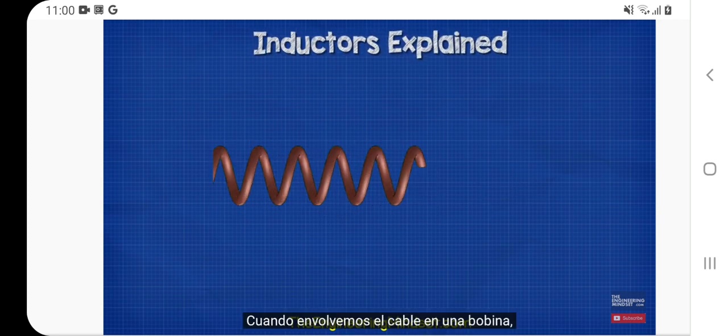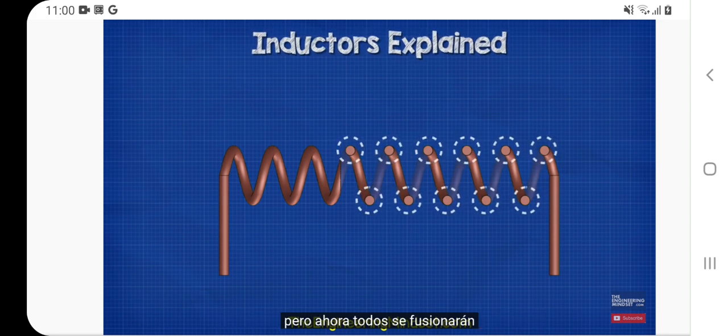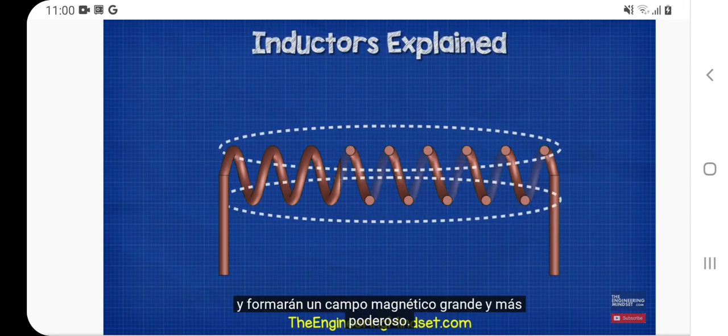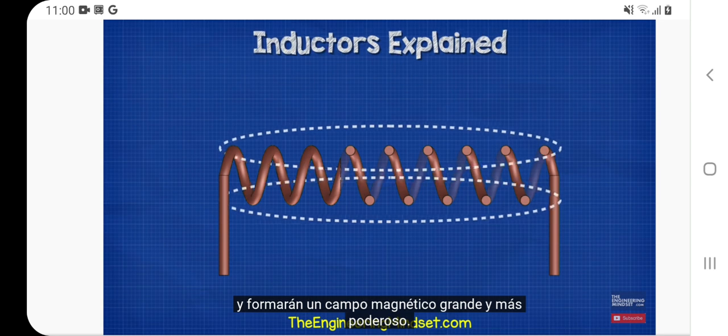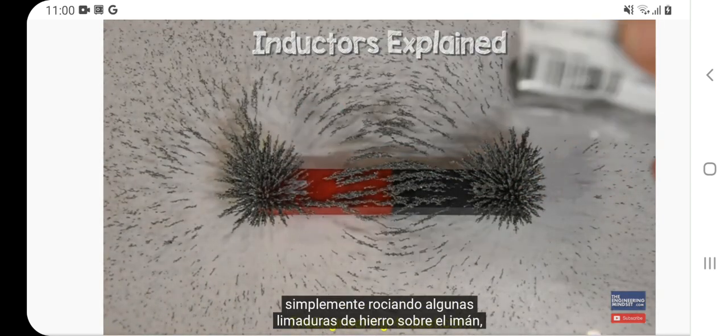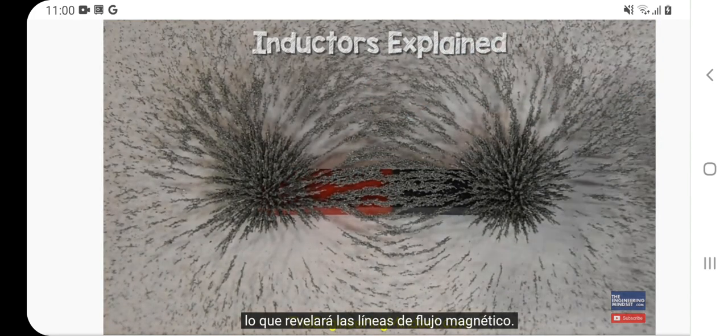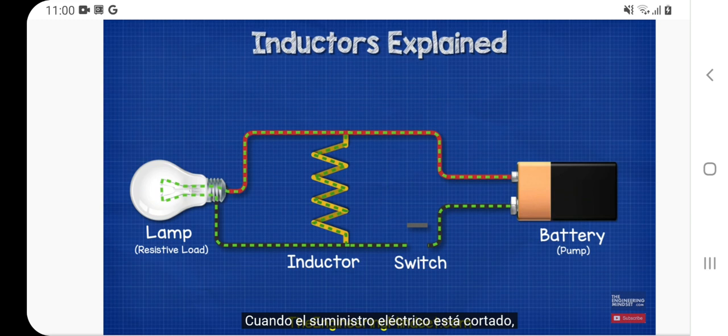When we wrap the wire into a coil, each wire again produces a magnetic field, but now it will all merge together and form one large, more powerful magnetic field. We can see the magnetic field of a magnet just by sprinkling some iron filings over the magnet, which will reveal the magnetic flux lines. When the electricity supply is off, no magnetic field exists.